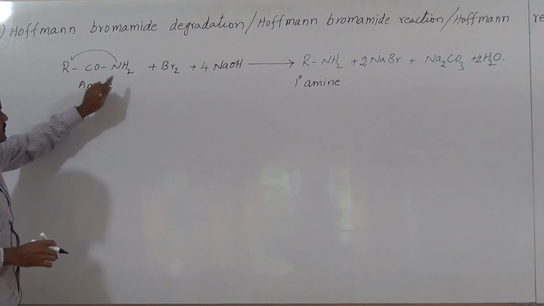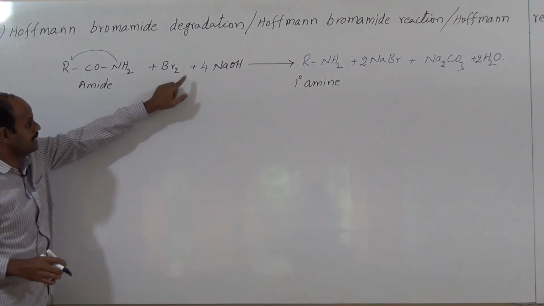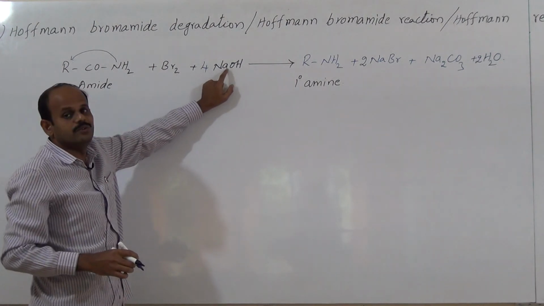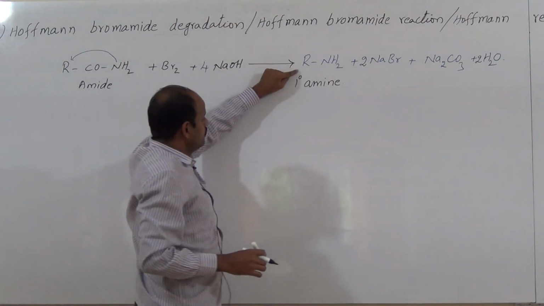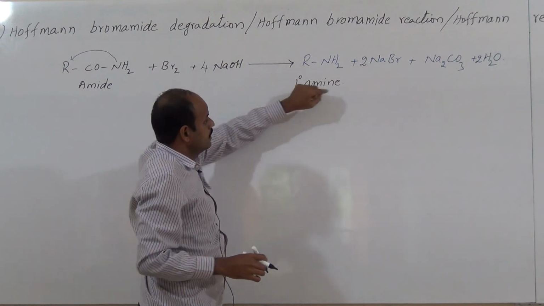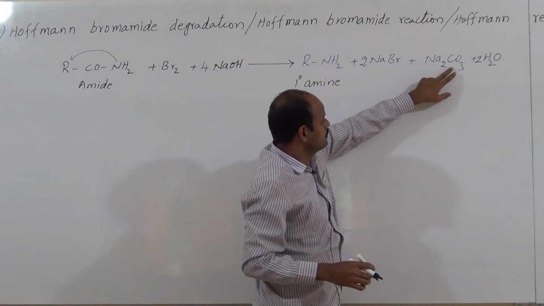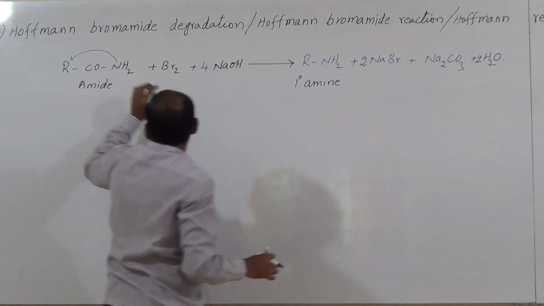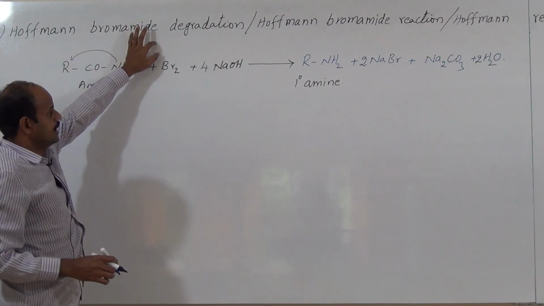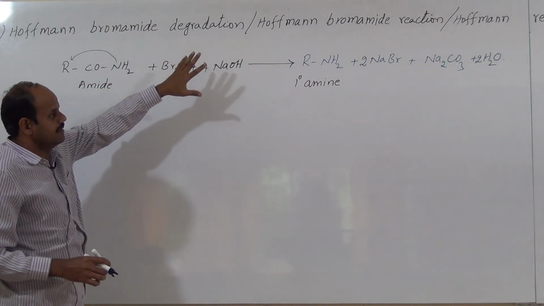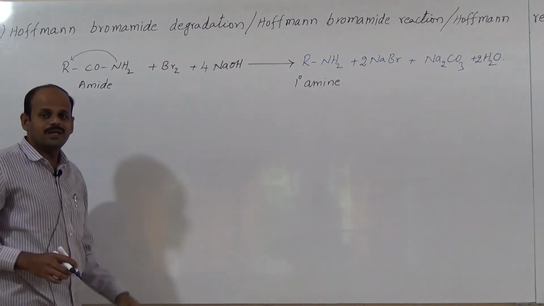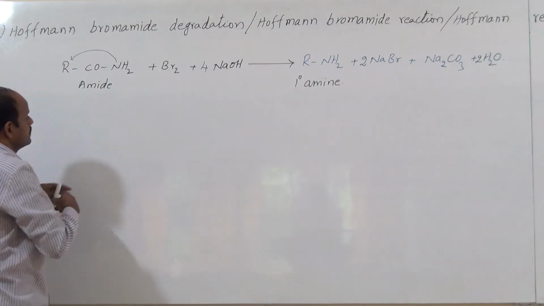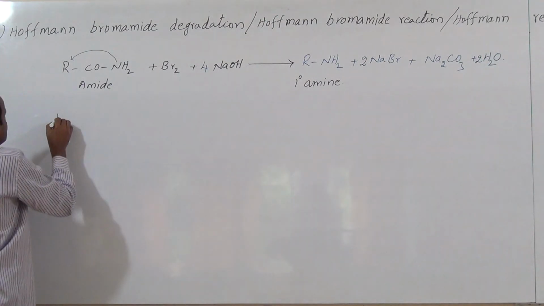Amide reacts with bromine in the presence of alkali solution like NaOH or KOH to form primary amine, by the removal of NaBr, Na2CO3, sodium carbonate, and water. This reaction is called Hoffman bromide degradation, Hoffman bromide reaction, Hoffman rearrangement reaction, or simply Hoffman degradation reaction. Okay. If you use KOH here, then what is the general equation?